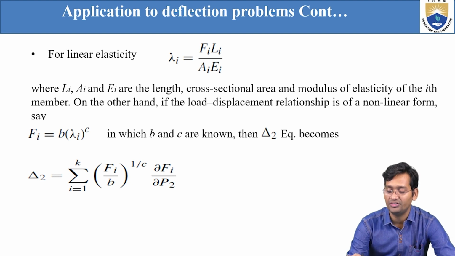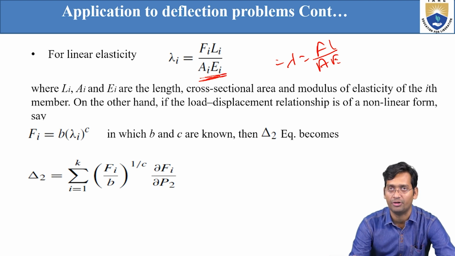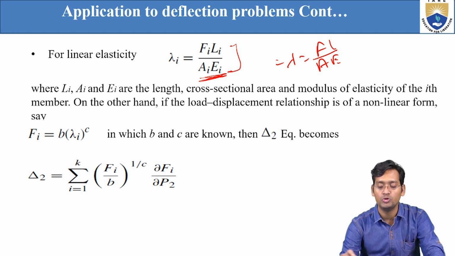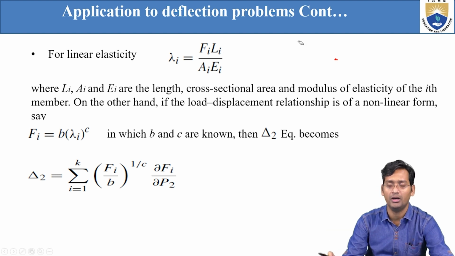Now let's see that for linear elasticity, lambda i equals Fi Li by Ai Ei. I just told you lambda equals FL upon AE. For the first member, if the same member is there, then A and E will be the same. If a different material and different cross section are there, then it will be different. So this is the general one. For Fi, put lambda 1 as F1 L1 by A1 E1, lambda 2 as F2 L2 by A2 E2, and so on, depending upon how many members are there. So like that, we have to first find lambda.